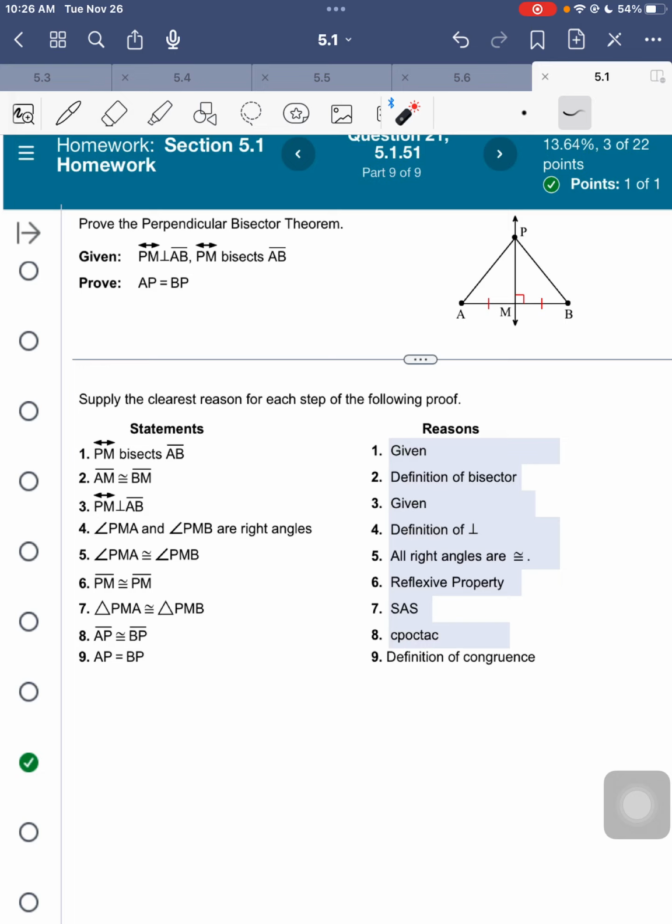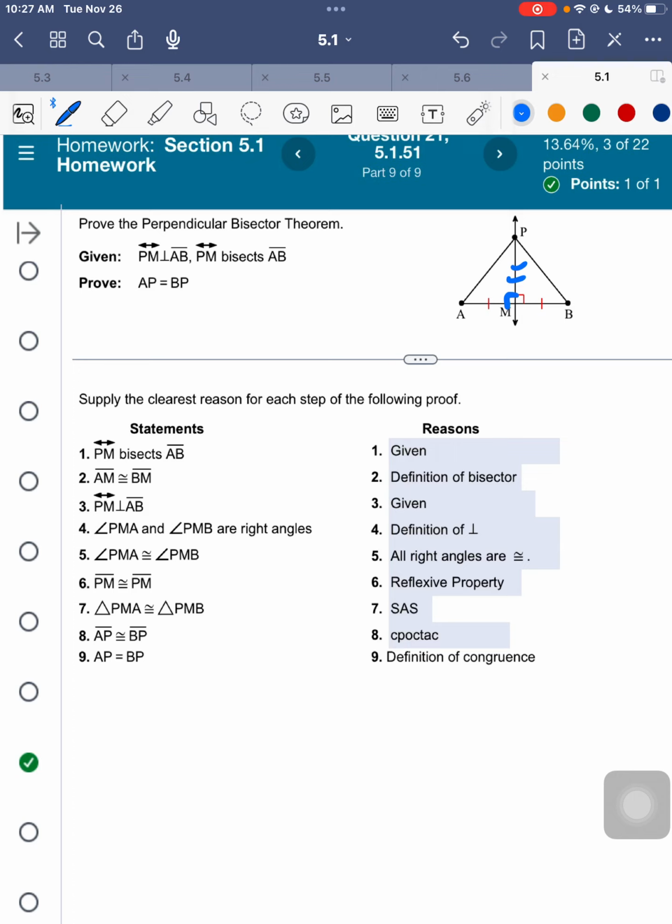Now, they're being a little bit more specific about what the actual value of PMA and PMB are. All they told me was that they're right angles. I don't know anything about congruency, but what do we know about right angles? They're all congruent because they all equal what? 90 degrees. Okay, so now PM is congruent to PM. We should already know that. That's the reflexive property. And now I'm going to write down everything I've gathered so far.